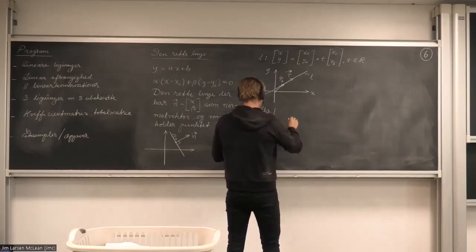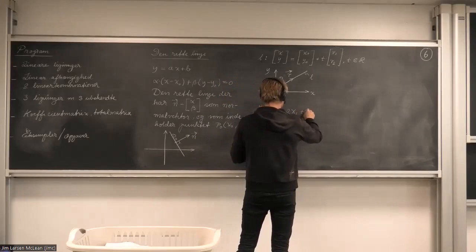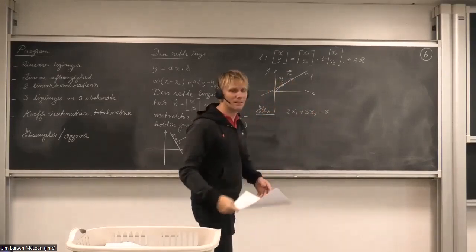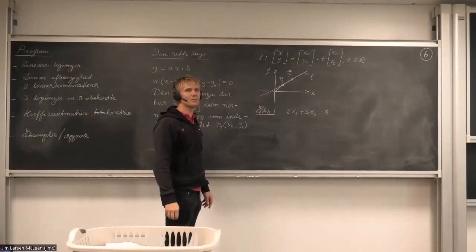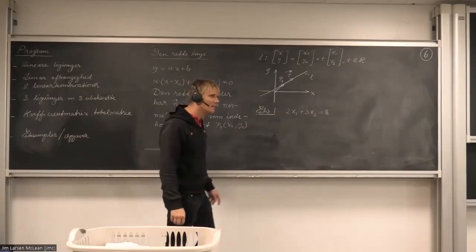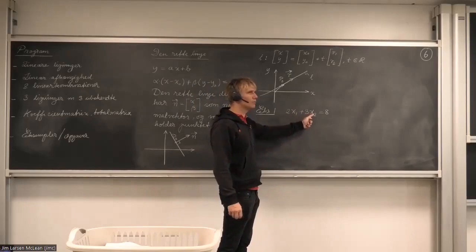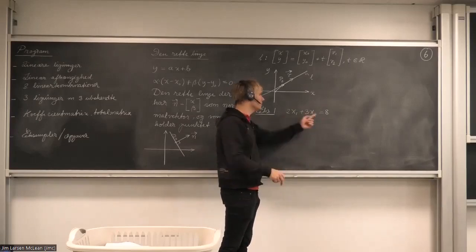Let's see, I have a line that looks like this: 2 times x1 plus 3 times x2 equals 8. What is that? What is it again? It's one equation with two unknowns. I don't know either x1 or x2. Can I solve it? Yes, I can. But is there more than one solution? Yes, there is. Because it's a line. So all the points that lie on the line solve the equation.